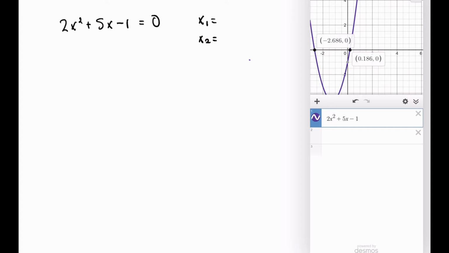So it seems like we're getting negative 2.686... How? I don't know... 0.186 for the two x values. So how are they getting it? Quadratic formula, that's the magic.